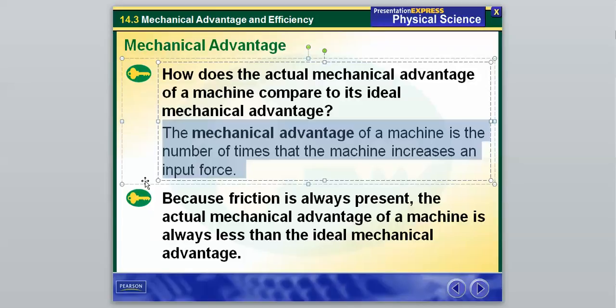And because friction is always present, the actual mechanical advantage of a machine is always going to be less than the ideal mechanical advantage. So that will make more sense because ideal mechanical advantage is calculated in a frictionless environment. So therefore, because we have to account for friction, our actual mechanical advantage is always going to be less. So those are just some of the big ideas, and they're going to make more sense once we break them down a little bit further.